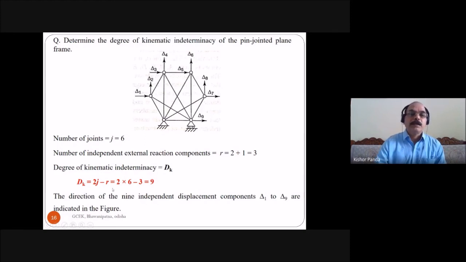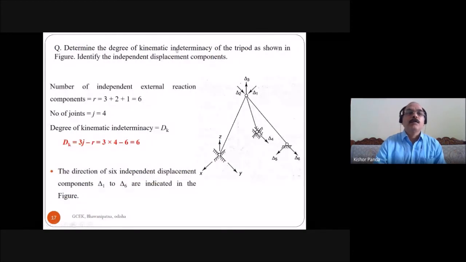Then just to give the direction of the independent displacement components, delta 1 to delta 9. Because here 2 displacements, delta 1, delta 2, here 2 displacements, delta 3, delta 4, here 2 displacements, delta 5, delta 6, here 2 displacements, delta 7, delta 8, and here only 1 displacement, delta 9, horizontal displacement. There is no vertical here. And here there is no displacement. So these are the directions of the 9 independent displacement components, delta 1 to delta 9.